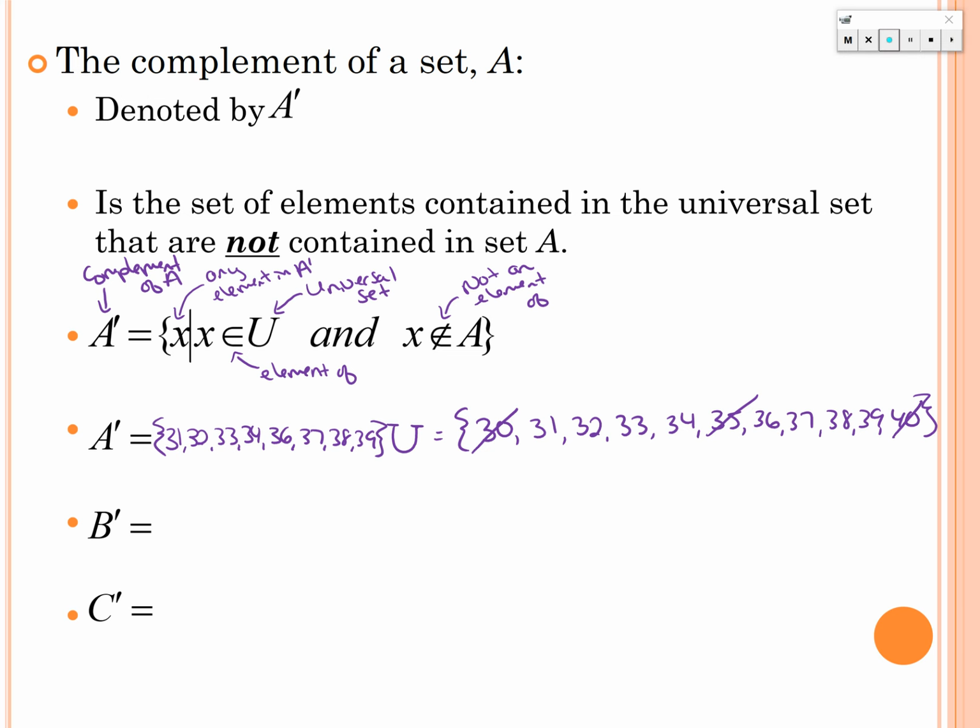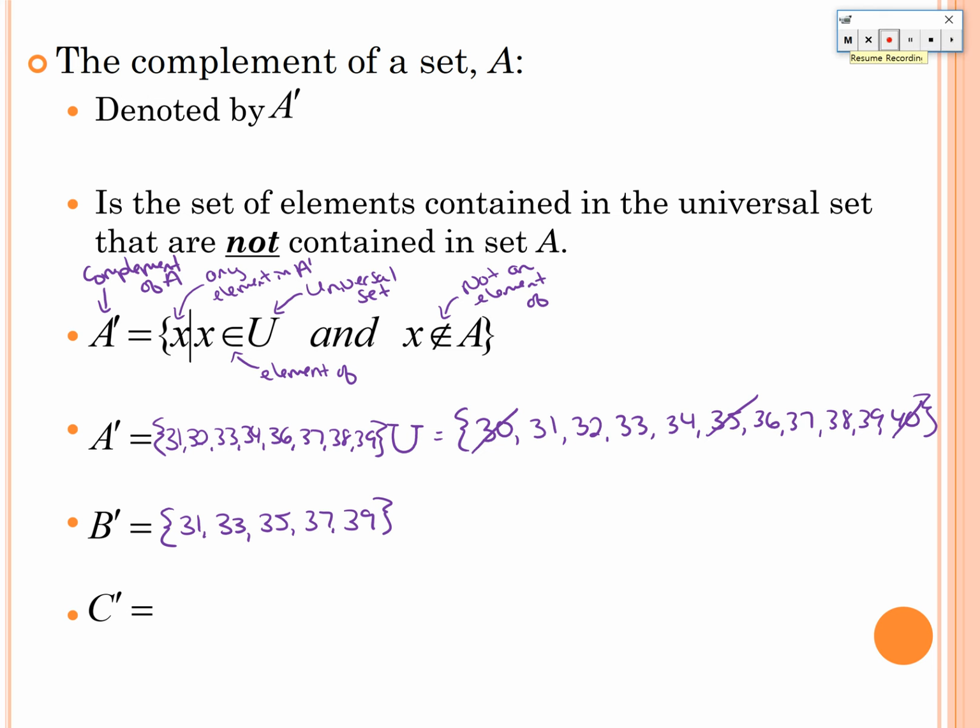The complement for set B should be 31, 33, 35, 37, and 39. So remember, you start back over fresh with the universal set, take away anything you find in set B, leftovers are the complement. Go ahead and try C if you need to.